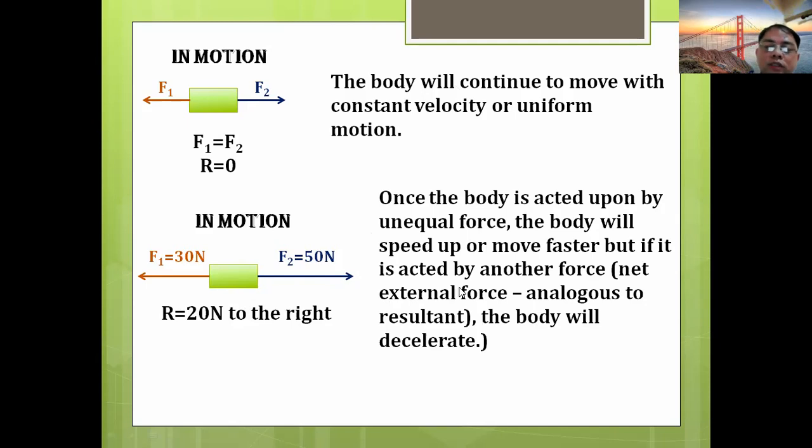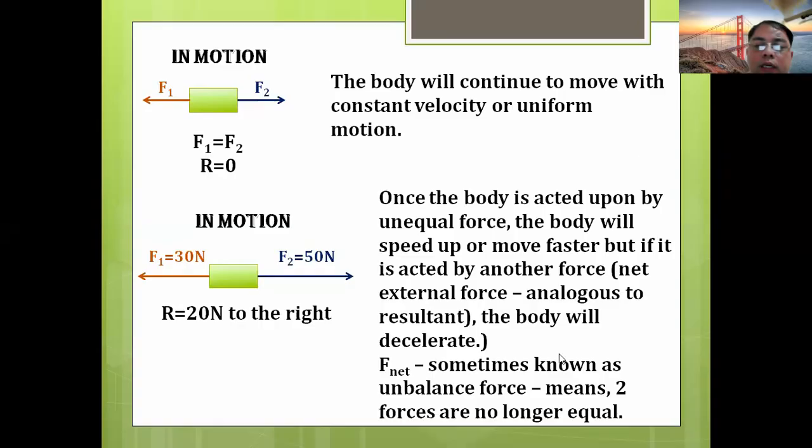So the net external force is causing the body to either speed up or slow down. Okay, so here is the word F net, or the net force. Sometimes we call it the unbalanced force, which we referred to in our previous slide. If we try to simplify our discussion and only focus on two forces to easily understand the net force, then once the two forces are not equal anymore, there will be a net force in a particular direction.